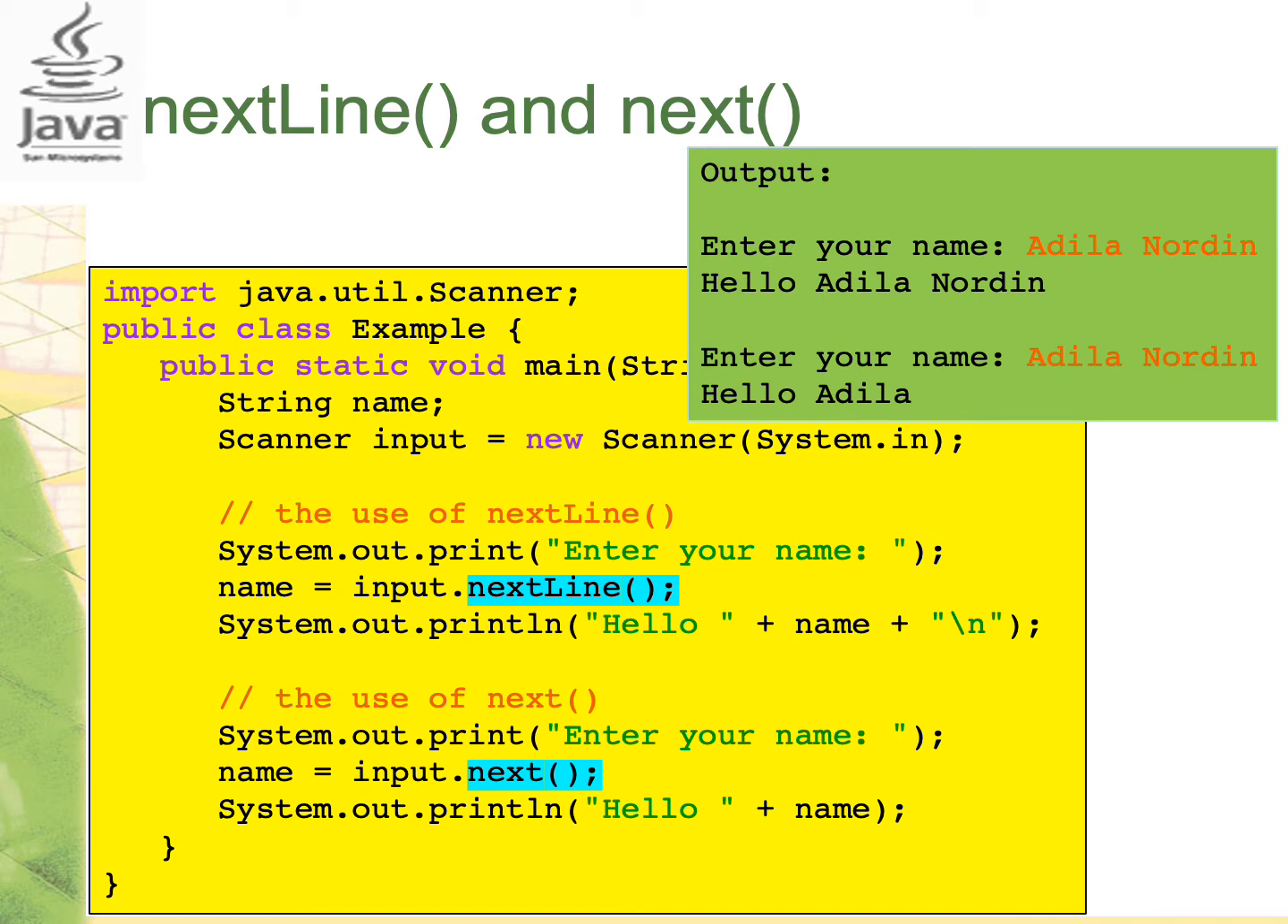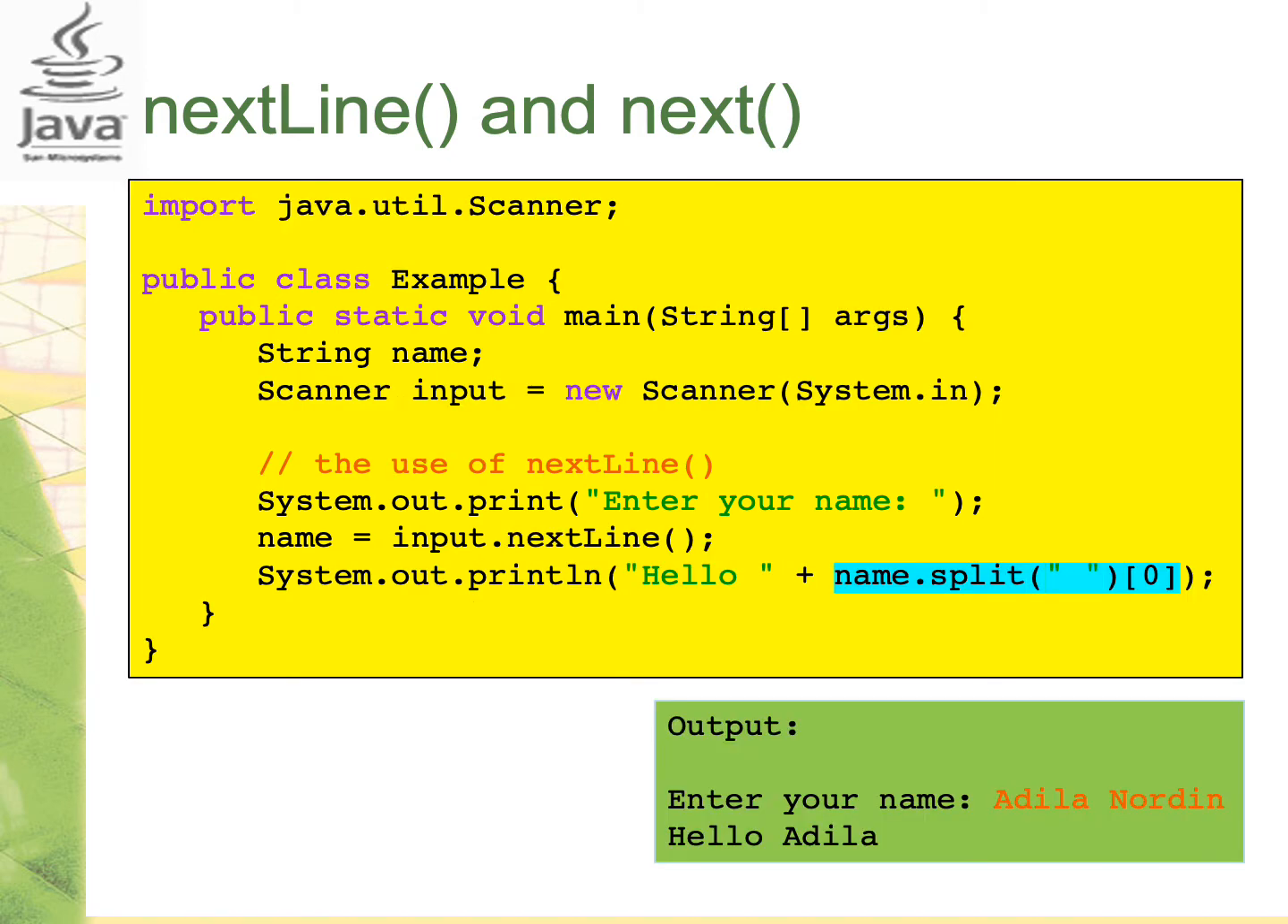In the next method, even though I entered Adila Nordin, it finds the space between Adila and Nordin and separates it. It only keeps the first token or word before the space in the variable name. So, when I do System.out.println hello plus name, it prints out Hello Adila. This is useful, say, if you only expect the user to enter one word, but they entered several words that you don't care about. So you can use next instead of nextLine.